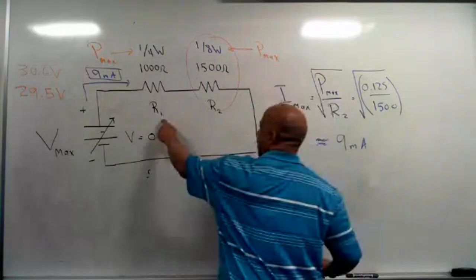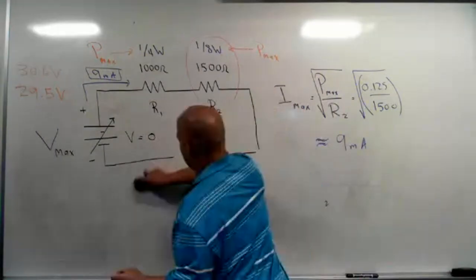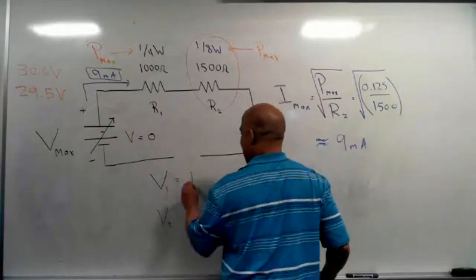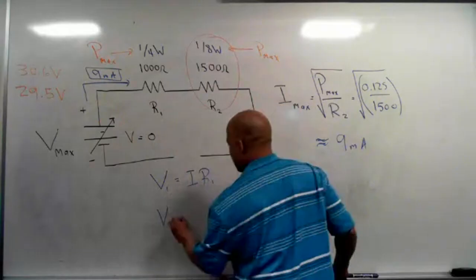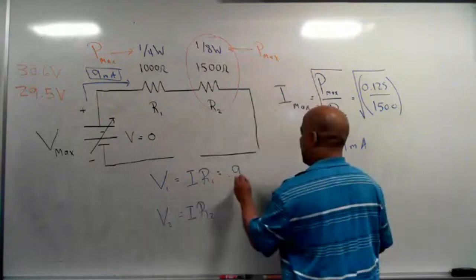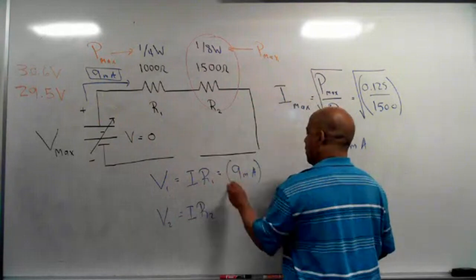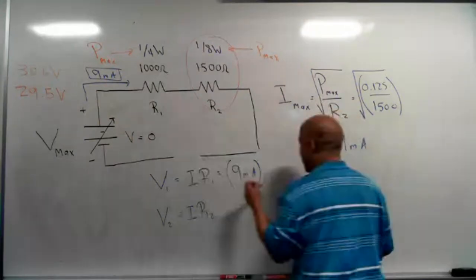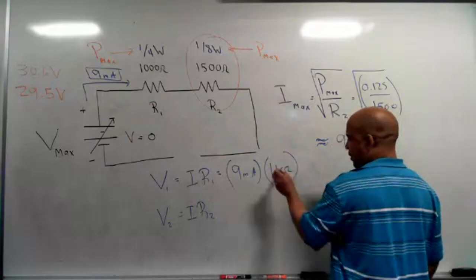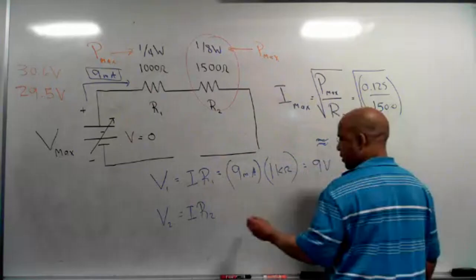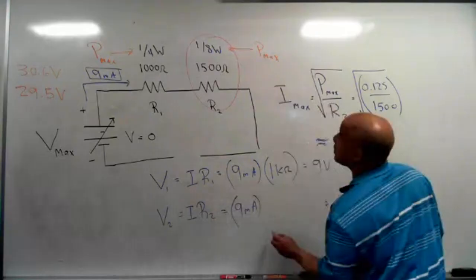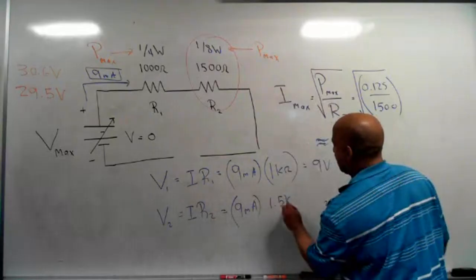So I've got R1. I want to find V1 and V2. It's going to be I times R1, I times R2. If I've got 9 milliamps, remember if my current is in milli, I want to write my resistor in K. This will be 1 K ohm. That way I can cancel that milli with the K. This will just be 9 volts. And then I've got the same 9 milliamps, since this is a series circuit, times 1.5 K.